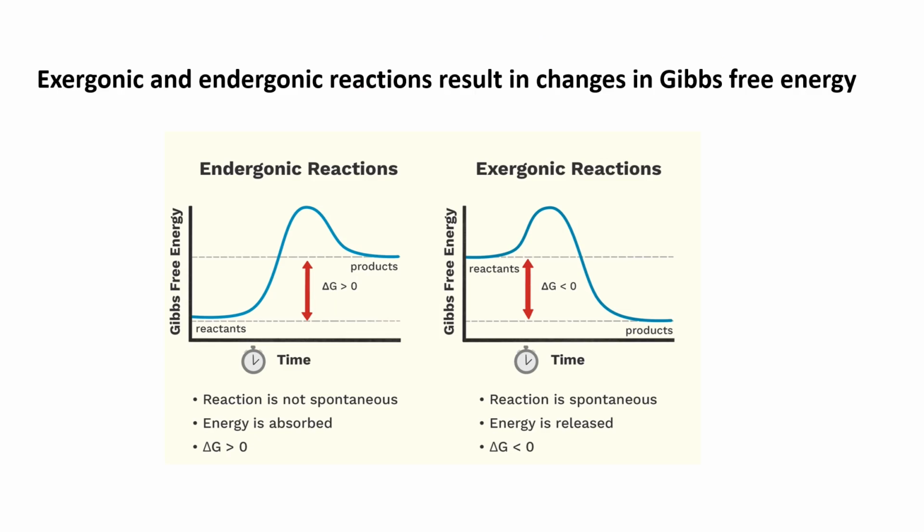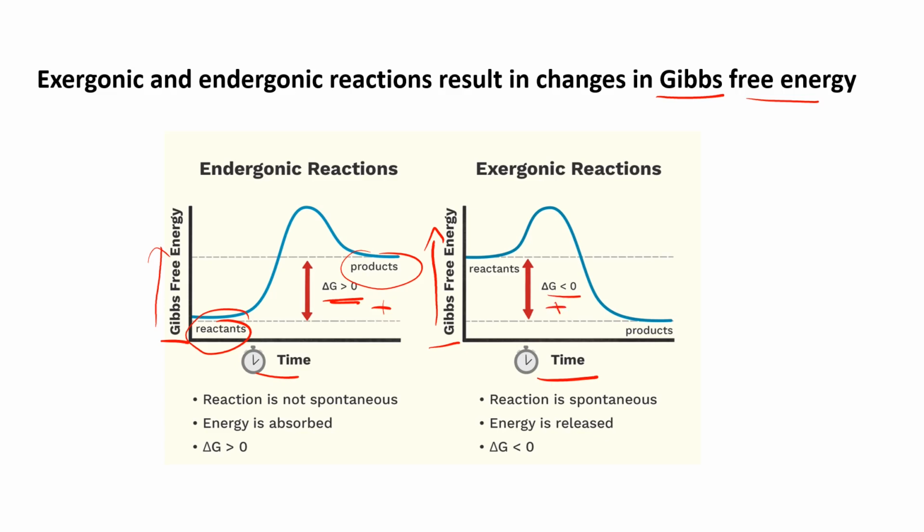So as I said before, we have exergonic and endergonic reactions, and they result in changes in Gibbs free energy. Here you have Gibbs free energy on one axis, and here again Gibbs free energy, and on the other axis, time. Here you have the reactants, here the products, and here the delta G. This one is positive, this one is negative.